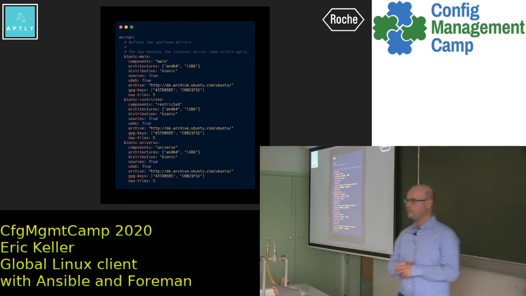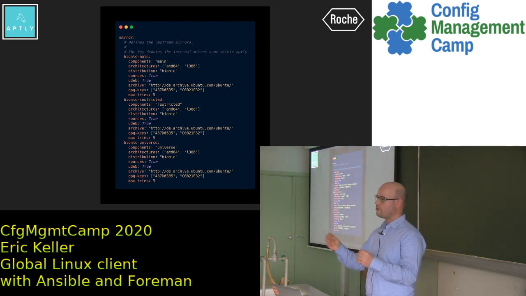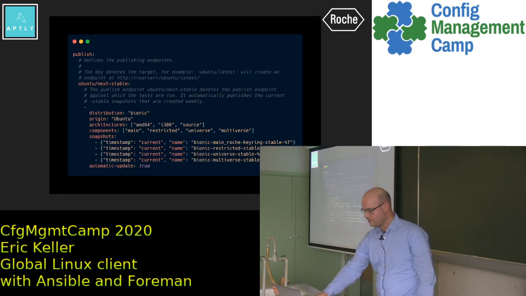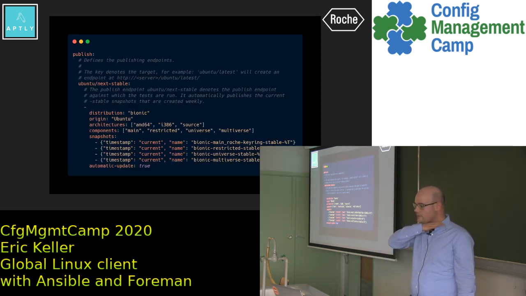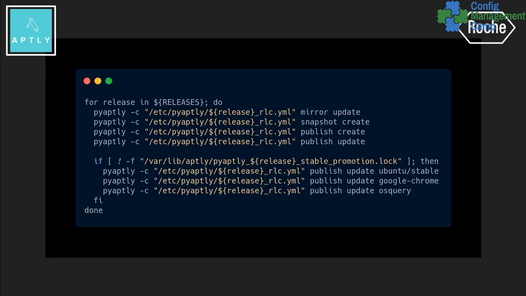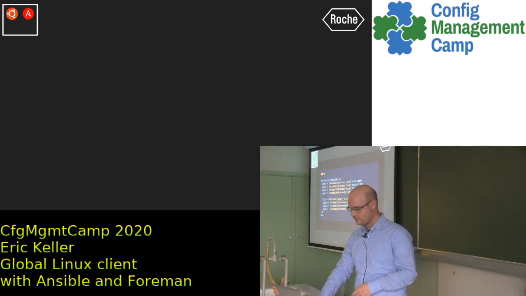There is a pi aptly, which is also a YAML-based definition of how you want to mirror, what you want to mirror, how to snapshot, and how to publish. So this is also something you can have a look at. At the end, you will see the link to the GitHub. Obviously, this is just the call of this pi aptly. So you update the mirror, you snapshot if needed, you publish, and you publish updates. And if there is a promotion lock, it means you don't promote it to stable. This is just a concrete implementation.